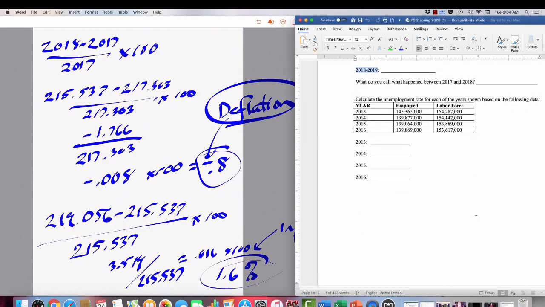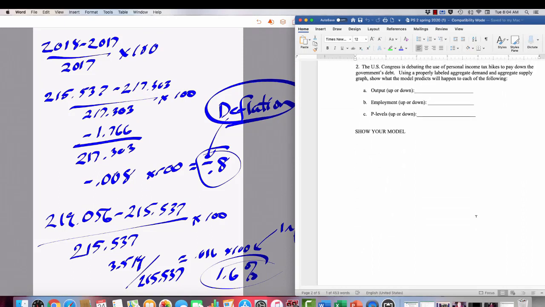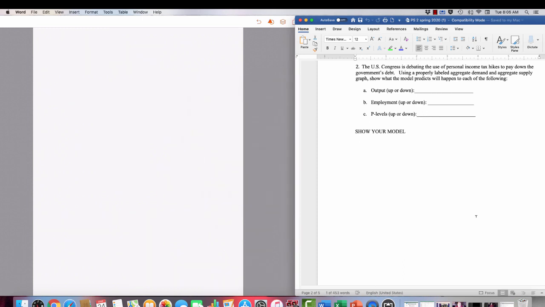Let's take a look at the next one. The next one is a question having to do with aggregate demand and aggregate supply. So we're asked, the U.S. Congress is debating the use of personal income tax hikes to pay down the government's debt. Using a properly labeled aggregate demand and aggregate supply graph show what the model predicts will happen.